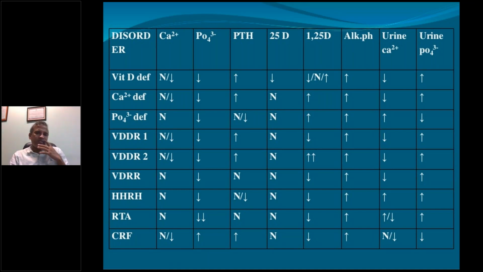So this is a gross table we can memorize or remember to go through all these disorders' biochemical parameters. I hope I'm over. Thank you.